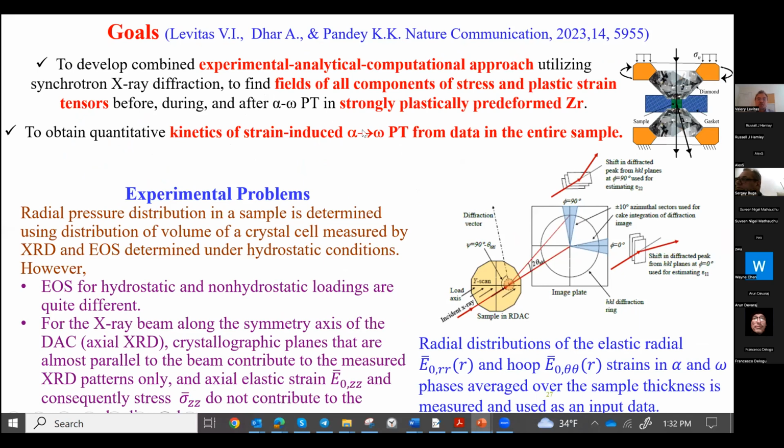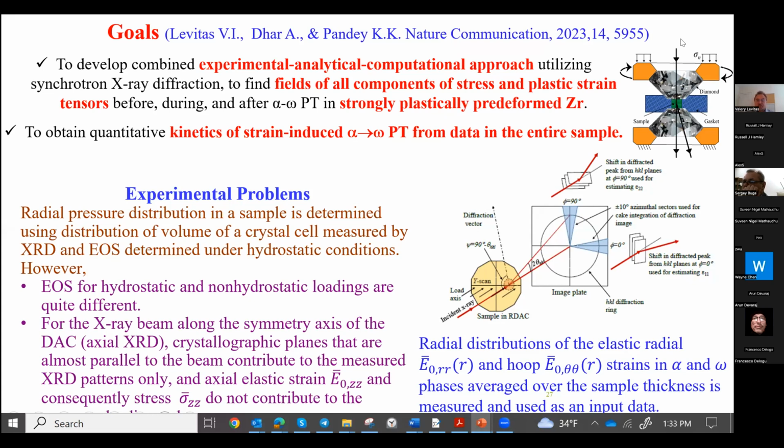To develop science, we need to know all fields in a sample, including tensorial fields for stress and plastic strain components, and they are not measurable. So that is why we develop combined experimental, analytical, computational approaches to determine all fields and to extract all material properties. And even with experimental input, there is a problem. Traditionally, everyone measures radial pressure distribution in a sample using distribution of volume of the crystal cell measured with X-ray diffraction and an equation of state determined under hydrostatic conditions. But it's well known that the equation of state under hydrostatic and non-hydrostatic loading are quite different.